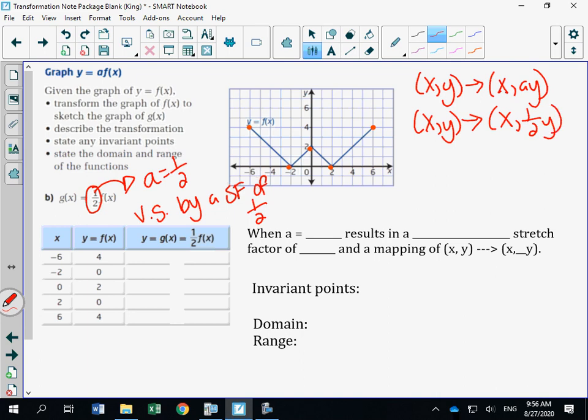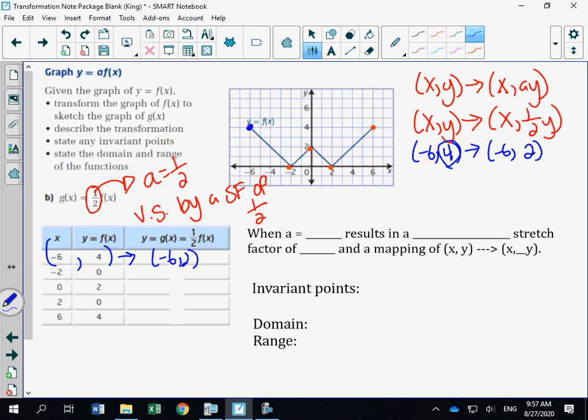So for this example now, they want our a value to be 1/2. So all of our y coordinates are going to be multiplied by a half. Okay? So we're taking the exact same points. So -6, comma 4 is right here. Now I'll write it over here, -6, comma 4. That new point, -6 stays the same, and y gets multiplied by a half. So 4 times a half is 2.